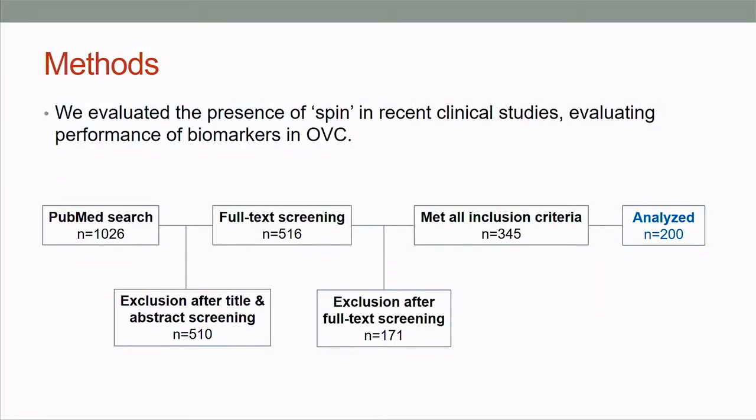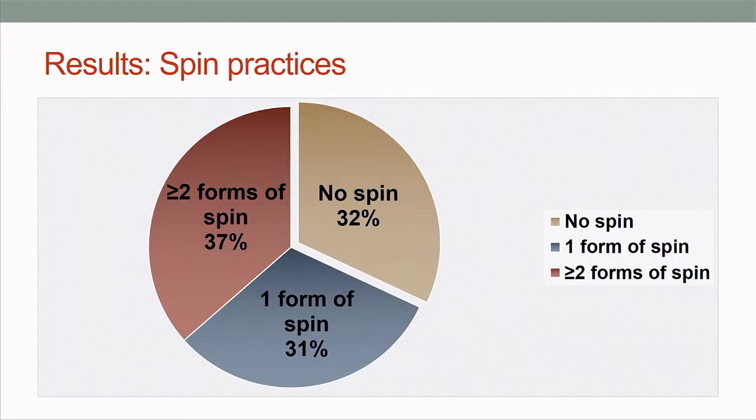In order to evaluate spin, we developed a scoring system. We first listed the potential categories of spin, and then designed and piloted the data extraction form. And it was validated by a second reviewer. We classified spin into two categories: actual forms of spin and facilitators of spin. Only 32% of the articles had no spin, 31% had one form of spin, and 37% had two or more forms of spin.